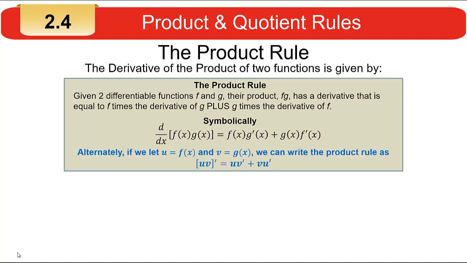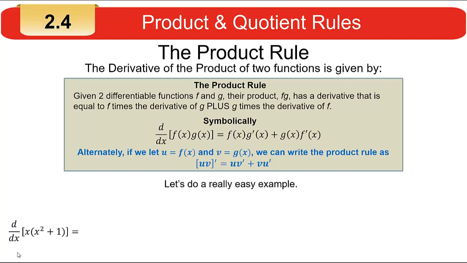To give you as many ways to picture this and write it as possible, I'd also suggest that you might use u and v instead of f of x and g of x, and if you do that, the rule becomes the derivative of the product uv is just u times v prime plus v times u prime. So I'm not saying you have to think of it in all these ways, but pick the way that makes the most sense to you and remember it.